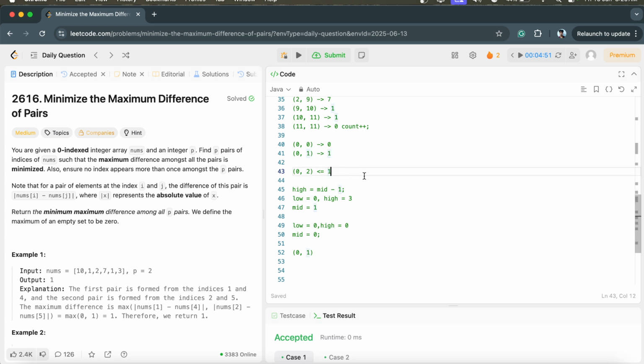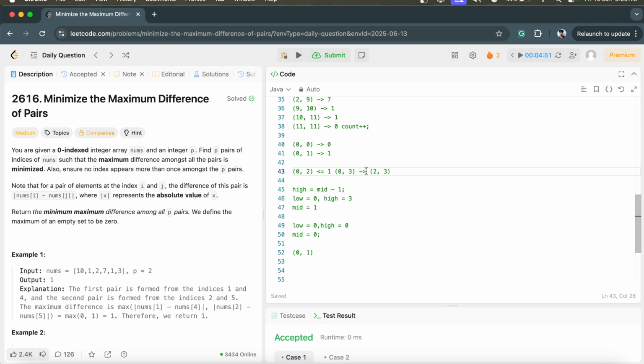For this example, the range was from 0 to 3. Okay, and the mid is 1, and 1 is what we are trying to look for, if it is possible or not. When we get this type of differences, definitely 1 is not the best answer that we are looking for, right? So yes, we will break out of this loop, and we go to check for the range between 2 to 3.